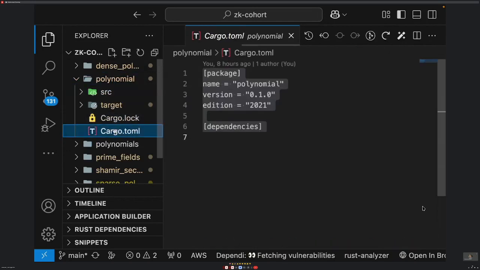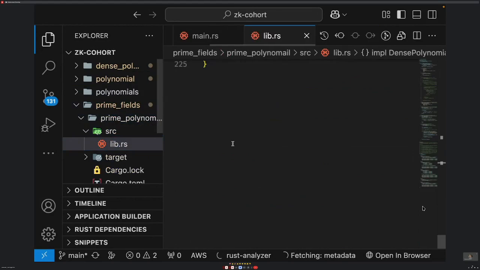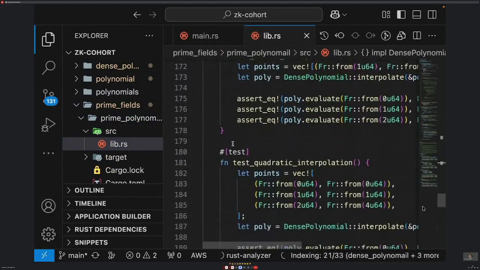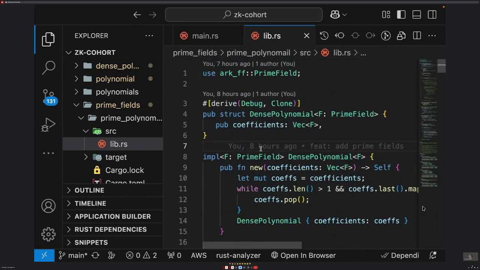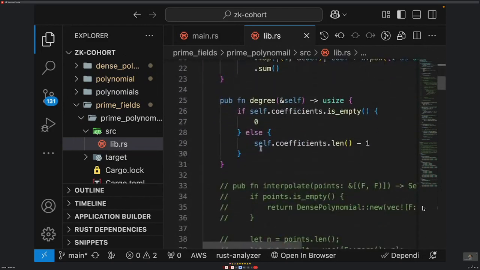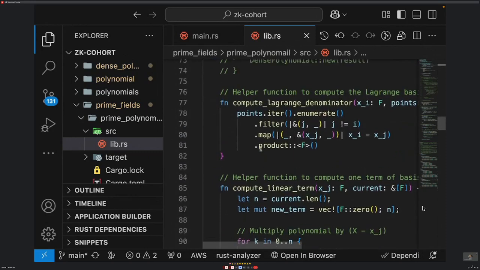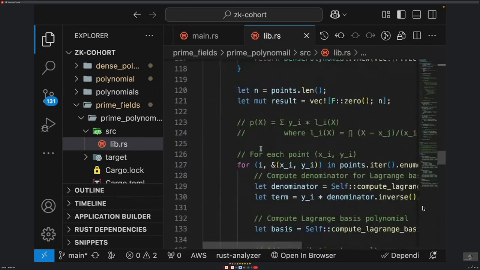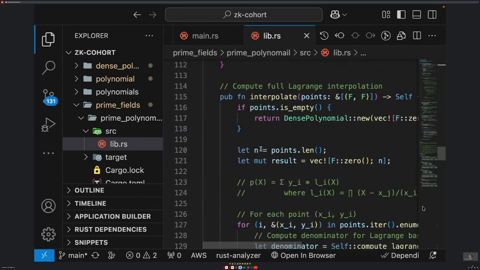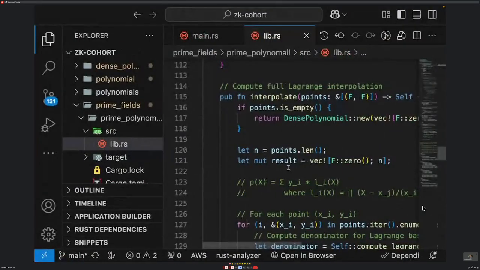Prime field. But the prime polynomial is your own polynomial implementation, right? Yes. So everybody understands, all of us have our own implementation of polynomial, right? Yeah. So it's just its own implementation. We brought it into its package, or into its project.